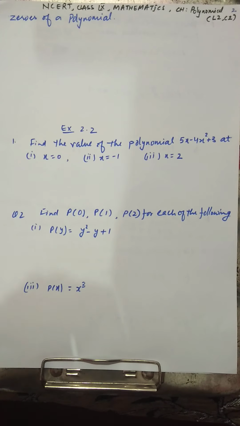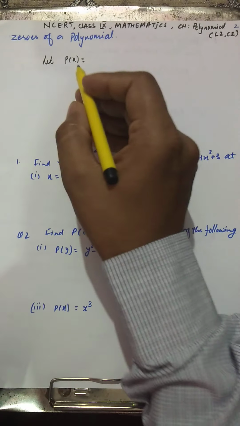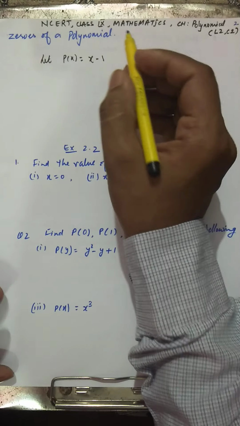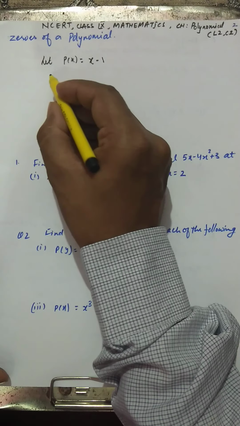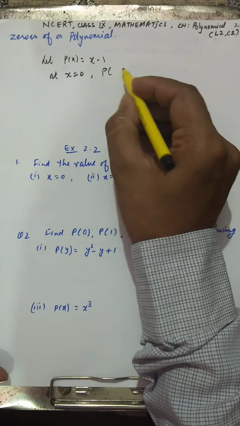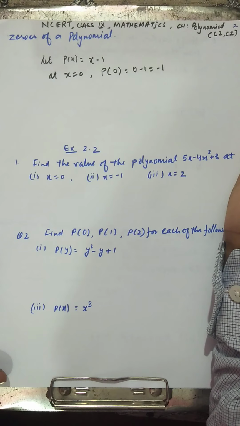Now, after understanding the types of polynomials, we come to the zeros of a polynomial. What does it mean? We'll do one example, and after this, we'll come to know the definition of zero of the polynomial. Let p(x) be x minus 1. If I ask you to find the value of this polynomial at x equal to 0, put x equal to 0 here, then this becomes 0 minus 1. The answer is minus 1.